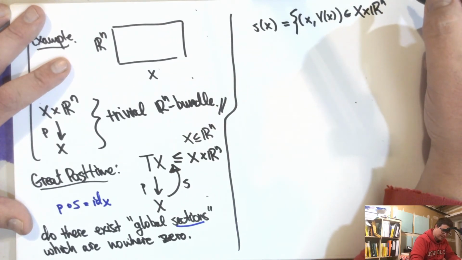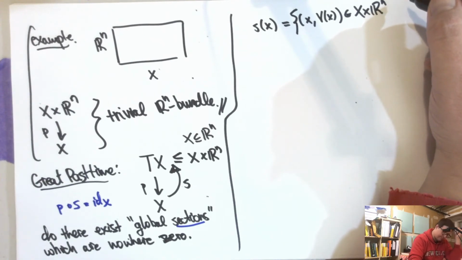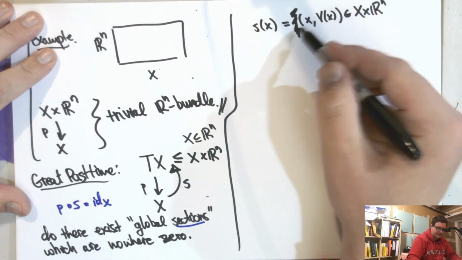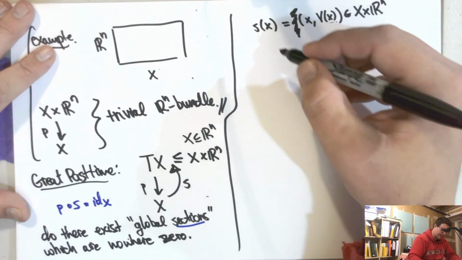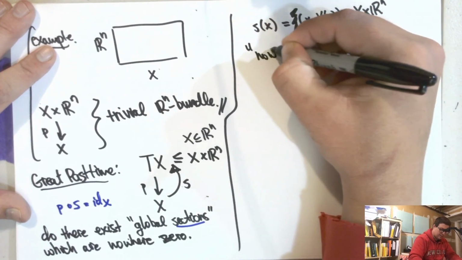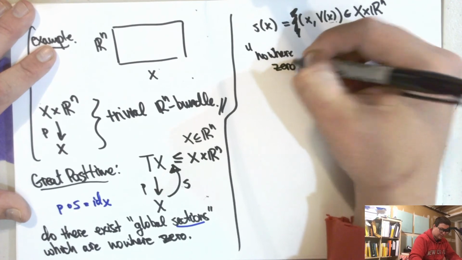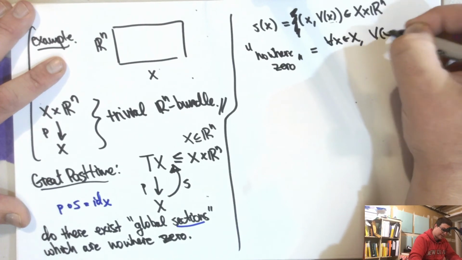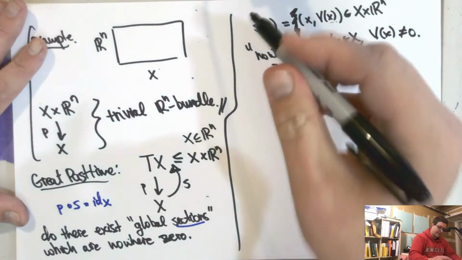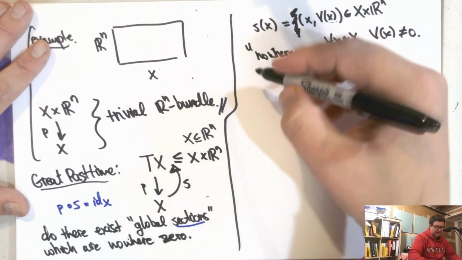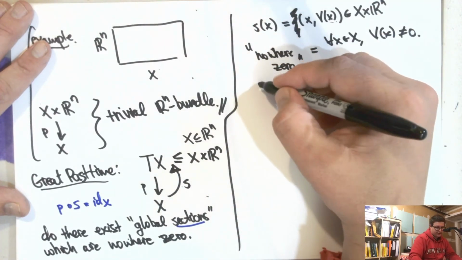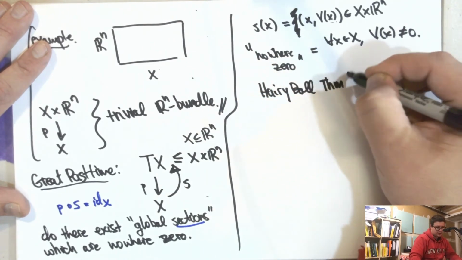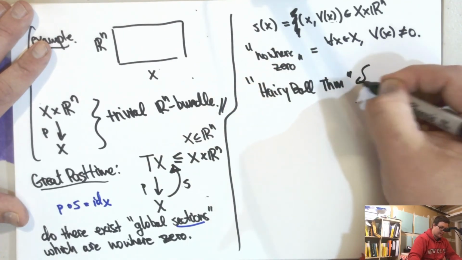So we want nowhere 0, which means that for all x in X, V of X is not equal to the 0 vector. And this leads to this thing called the Hairy-Ball theorem. The answer for S^2 is no. So this is a no on S^2.